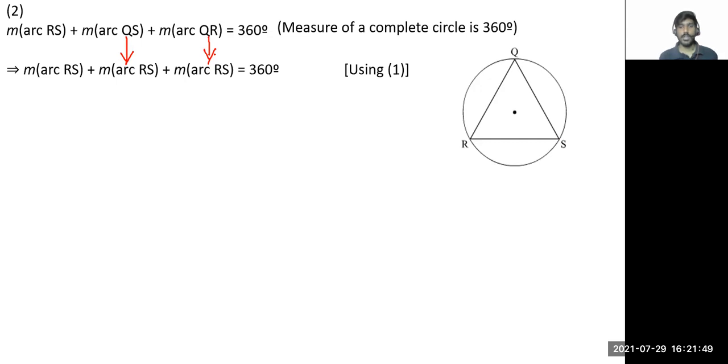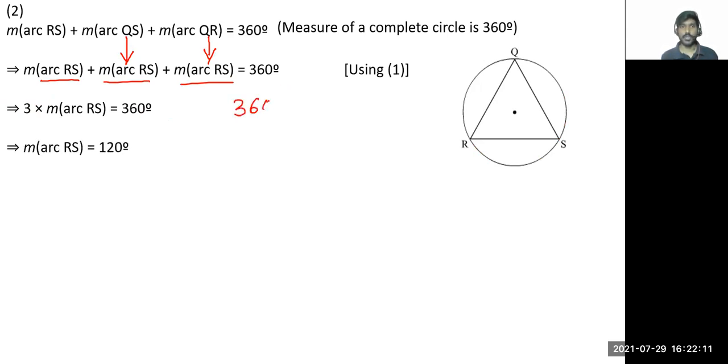Yes. So now it becomes arc RS plus arc RS plus arc RS, so you are adding it three times and it becomes 3 times arc RS. Now take the 3 to the other side; since it is multiplication, it gets divided into 360. 360 divided by 3 is 120 degrees. So the measure of arc RS is 120 degrees.